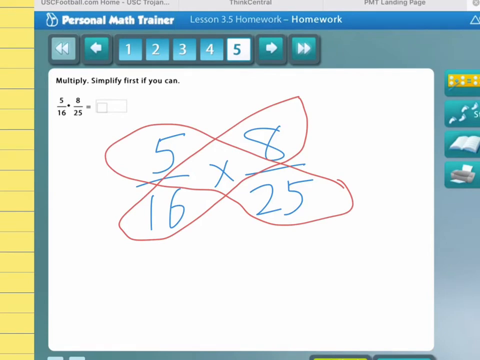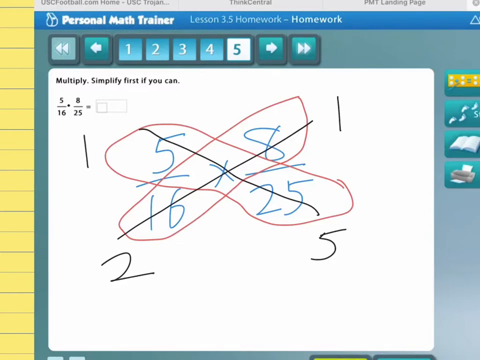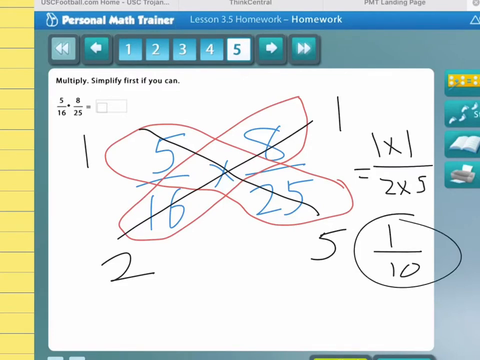Another double slash dash, we see that 8 and 16 have a common factor of 8, so I divide 8 by 8 to get 1, and 16 by 8 to get 2, and 5 by 5 to get 1, and 25 divided by 5 is 5. So you end up with a problem that is much easier to solve. 1 times 1 over 2 times 5. So that answer is going to be 1/10. So 5/16 of 8/25 is 1/10.